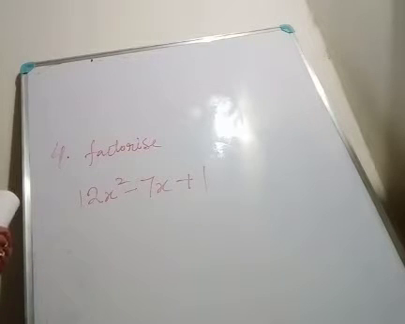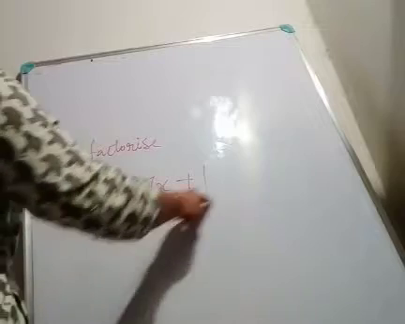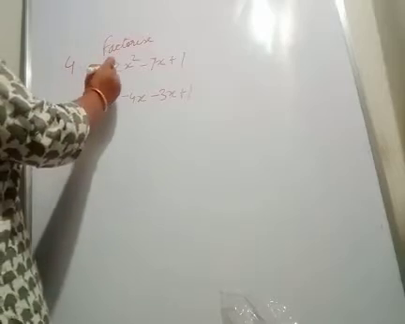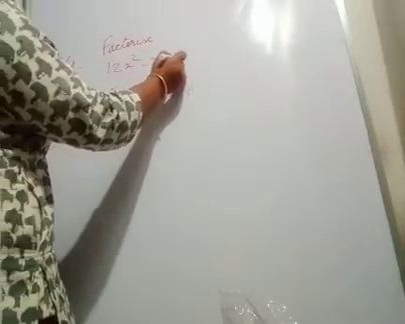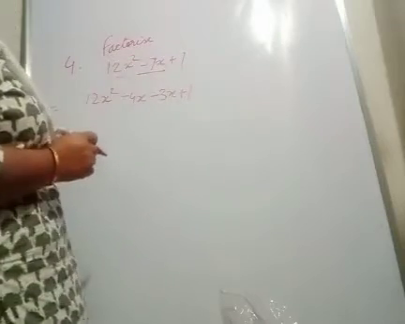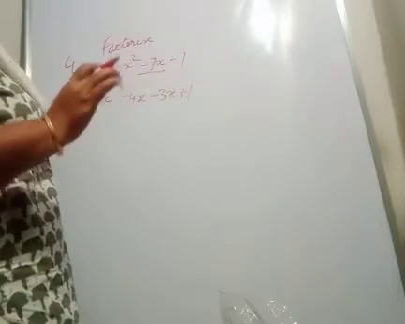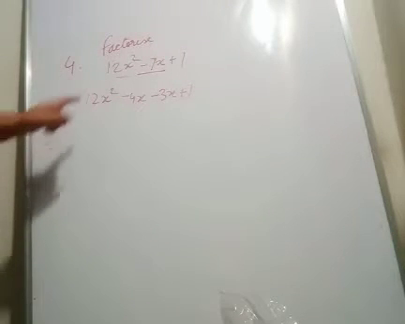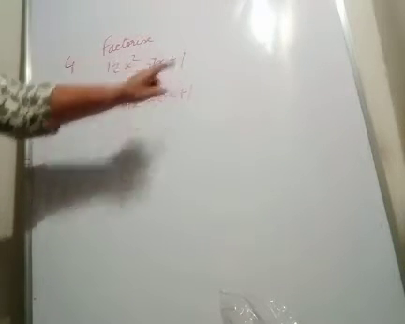So next question is question number 4. Here you have to factorize the polynomial 12x square minus 7x plus 1. How will you factorize? You have to split the middle term as the sum of two terms so that their product must be equal to 12x square into 1.